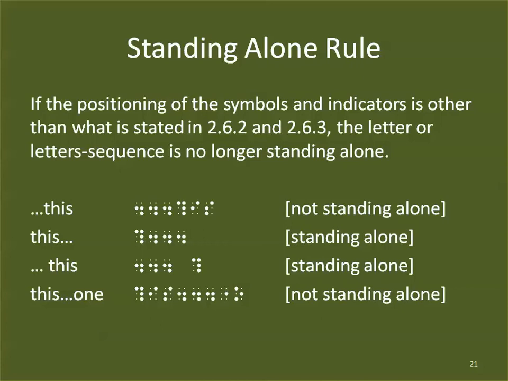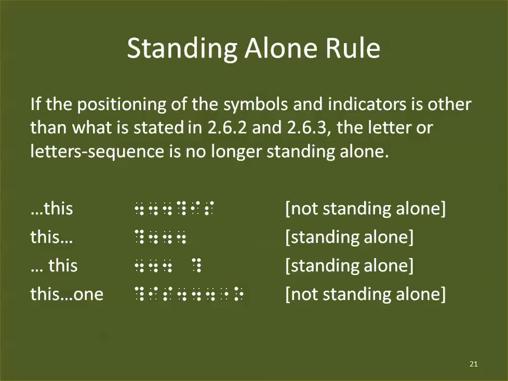If the positioning of those symbols and indicators that we just talked about is other than what is stated in those sections, whether the ones that need to come before, the ones that need to come after, if they switch, if they are in the wrong place, then that letter or letter sequence is no longer standing alone. For instance, the ellipsis. That was one thing that could follow a letter or letter sequence, and it would not affect the standing alone status. But here in this first example, it's coming before the word this. So that means that the contraction for this would not be standing alone, and it cannot be used. So we have to spell out the word this, T-H-I-S. However, the TH contraction as TH can still be used.